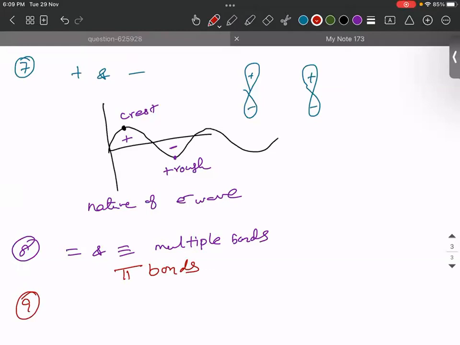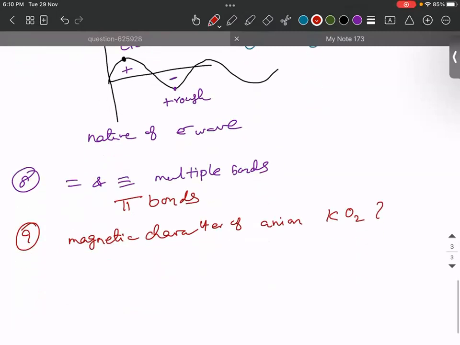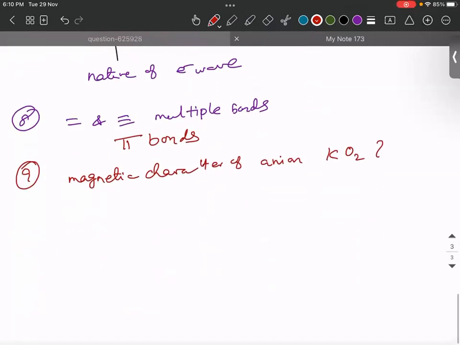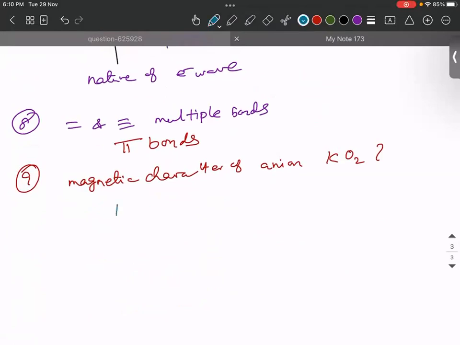what is the magnetic character of the anion? Magnetic character of anion. How are you saying? KO2. What is the magnetic character of anion? So KO2 means what is the anion? It becomes O2 minus. So what does magnetic mean? It should contain unpaired electron.